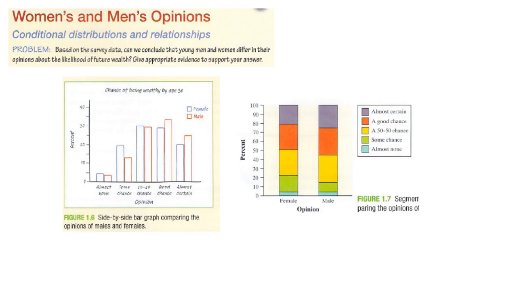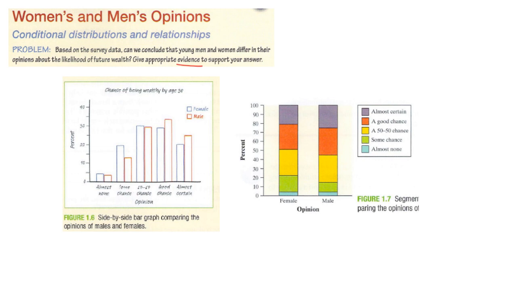Okay, so let's look at this example here. Go ahead and take a second and read the question, look at the two graphs, and start thinking about how you would approach this question. Based on the survey data, can we conclude that young men and women differ in their opinions about the likelihood of future wealth? It asks us to give appropriate evidence to support our answer.